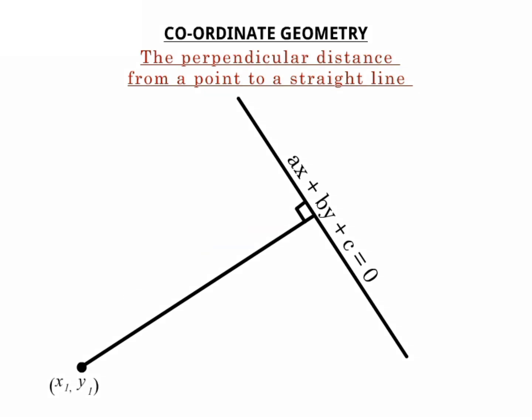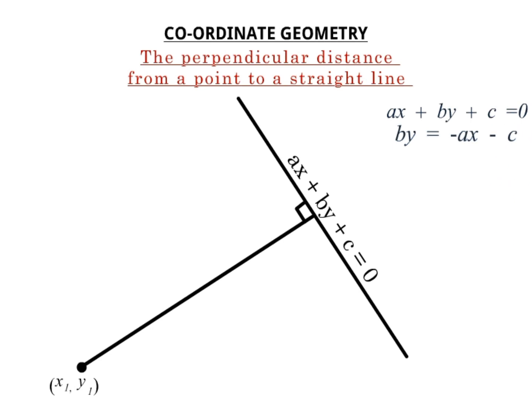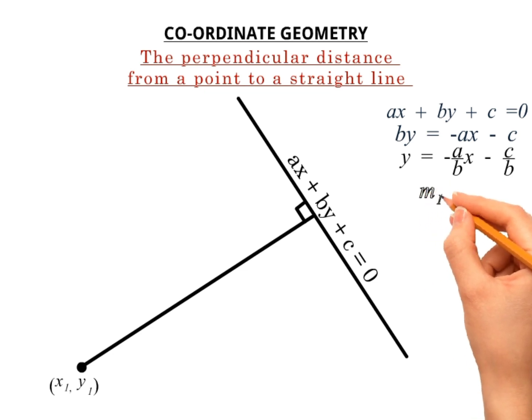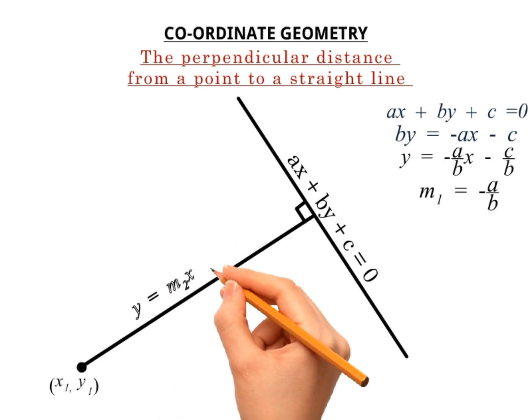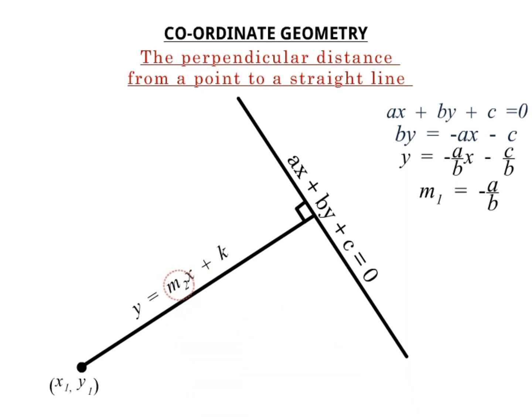To calculate the distance, let us first calculate the equation of the line. The initial line is ax plus by plus c equals 0. Make y the subject of formula, and express it in the form of y equals mx plus c, by dividing through by b and collecting like terms: y equals minus a over b x minus c over b. What is needed in this conversion is just the slope. The slope is minus a over b. This implies that the slope of the perpendicular line is b over a.